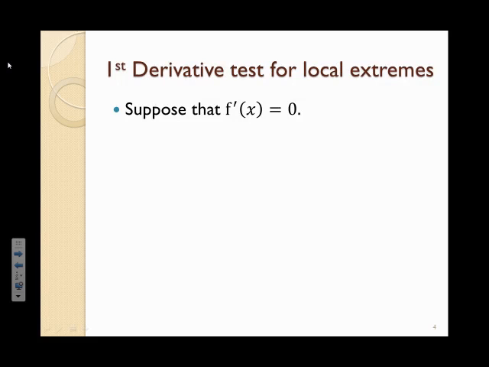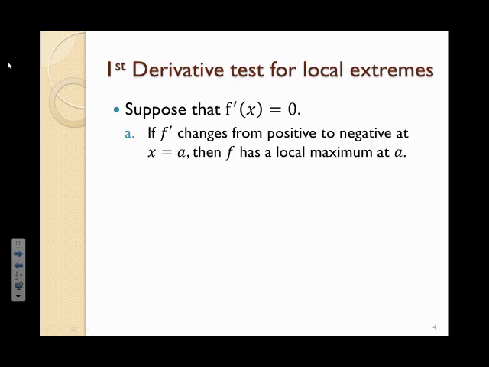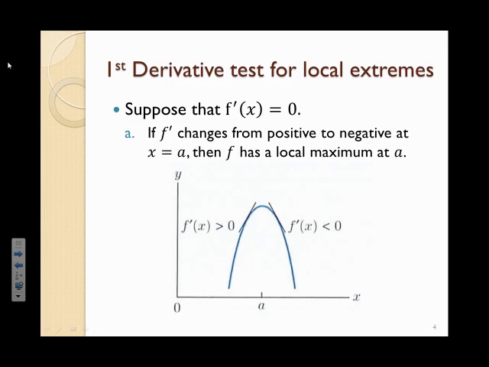Now, using the first derivative test for local extremes, we're supposing that we have f prime of x equals 0 at some point. If the first derivative changes from positive to negative at that point A, for example, then we'd say it has a local maximum. Hopefully this makes some sense, that here at A, the first derivative is 0. If we drew the tangent line here, the slope would be 0.